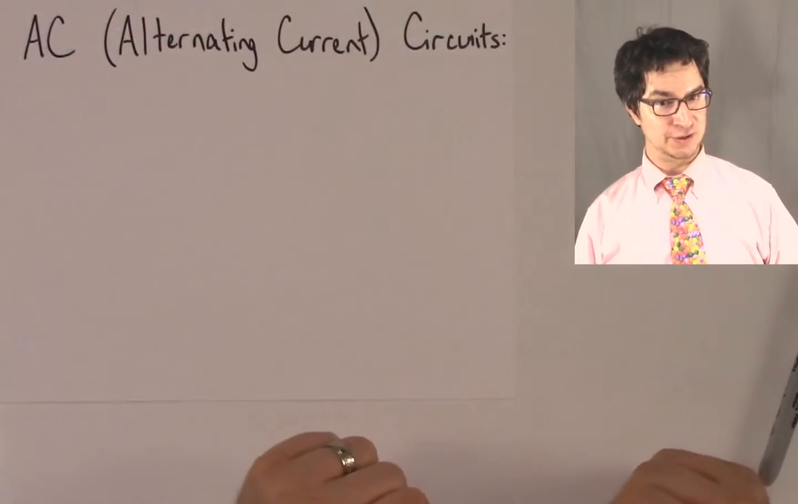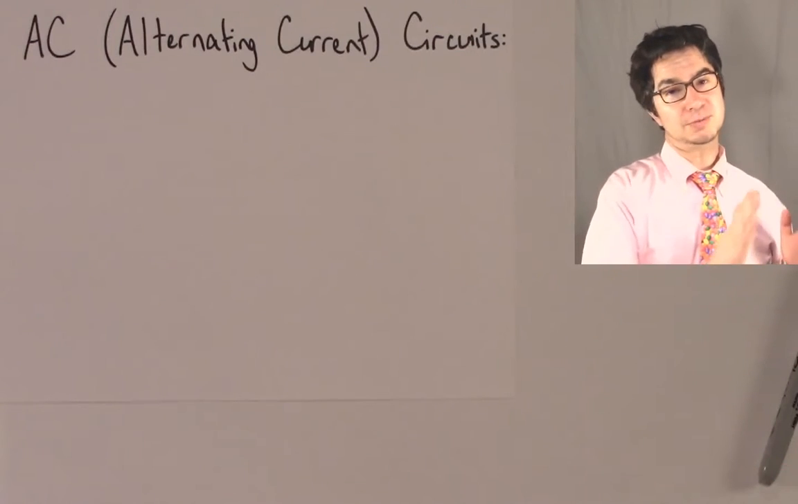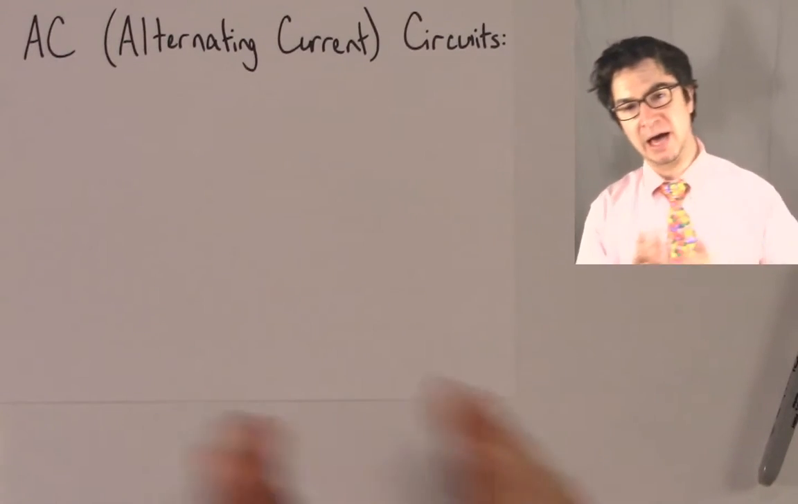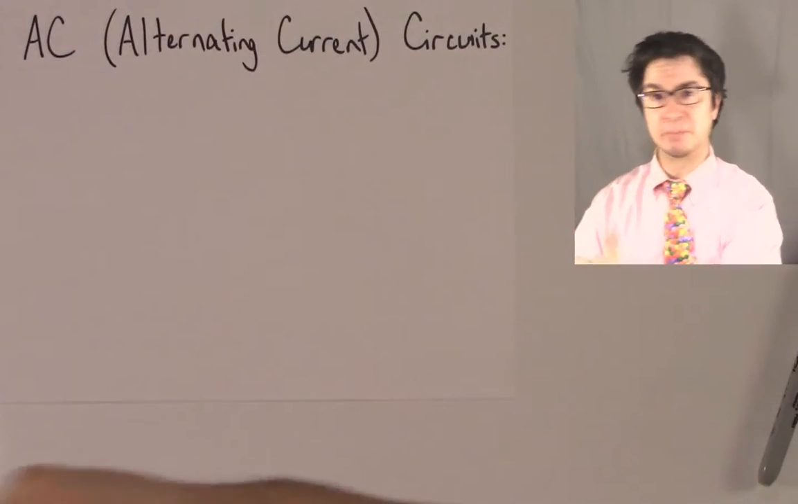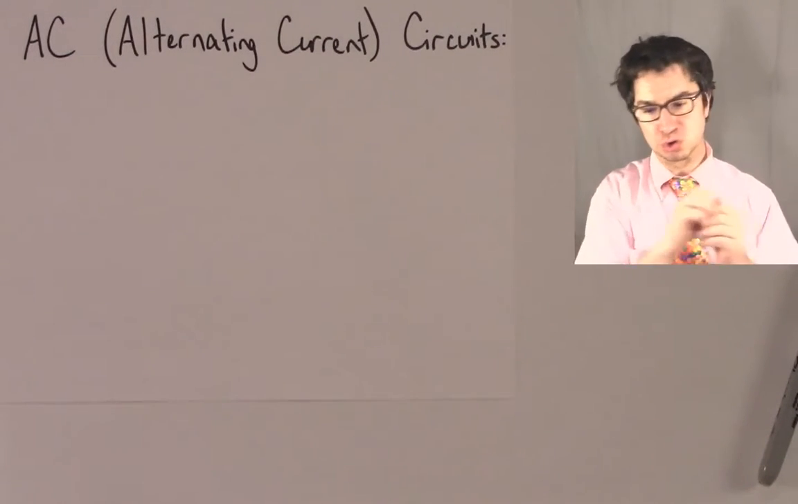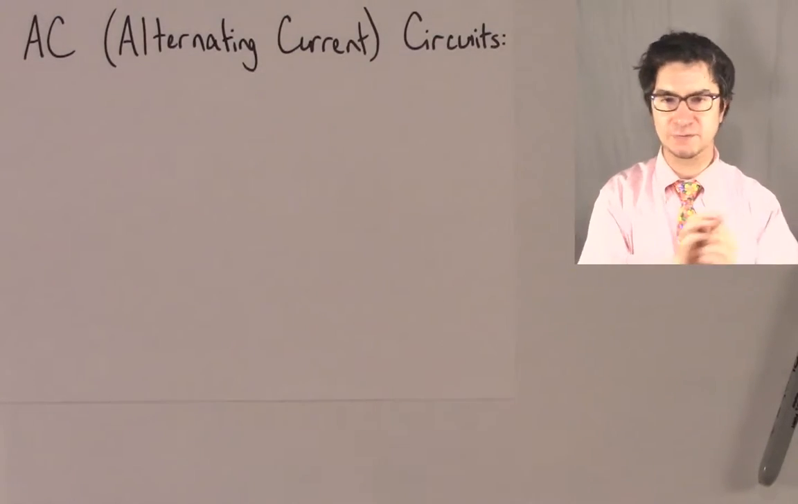Whereas in an AC circuit, that's an alternating current circuit, the current's going to be pushed backwards and forwards, backwards and forwards. So imagine water flowing in one direction and immediately flowing back in the other direction. It's like chug-a-chew, chug-a-chew, back and forth, back and forth.